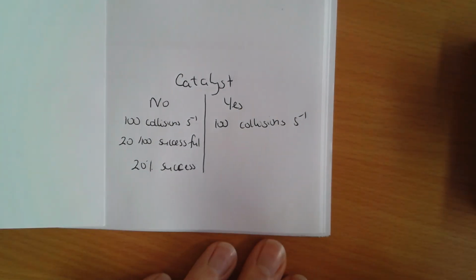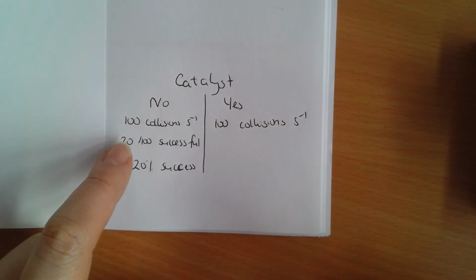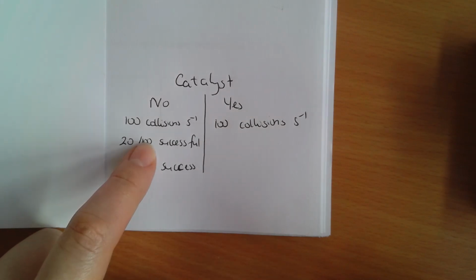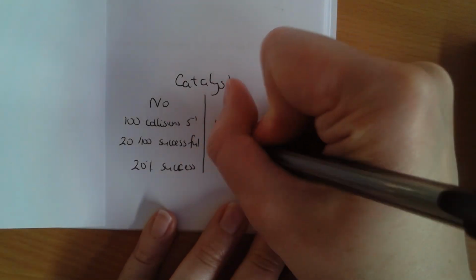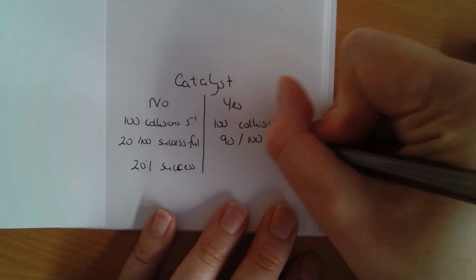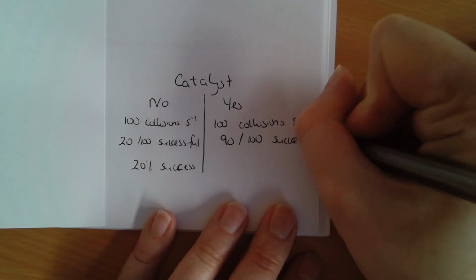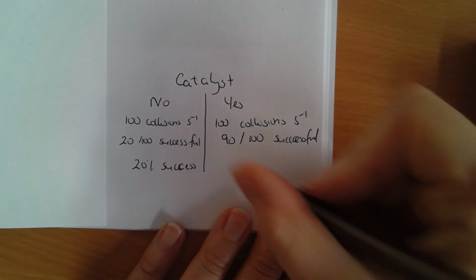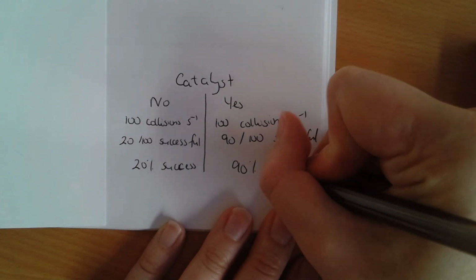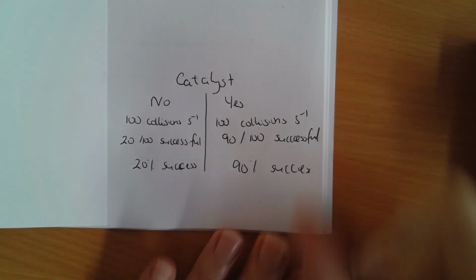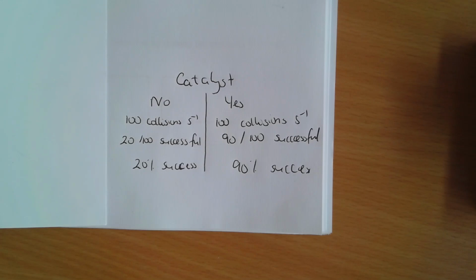It doesn't increase the frequency, but over here 20 out of 100 resulted in a reaction, and over here maybe 90 out of 100. If you drop that pass mark right down, more of the collisions will be successful and you're going to get 90%. I keep saying more collisions. A higher proportion of the collisions will be successful.